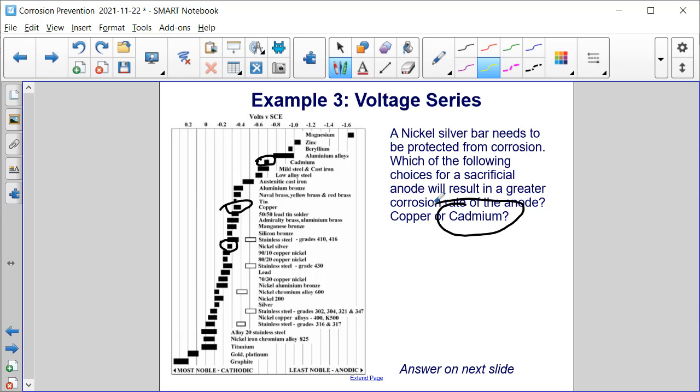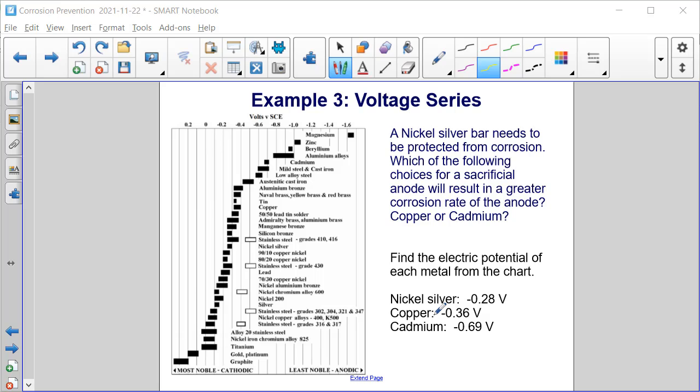So the difference between the cadmium and the nickel silver bar is the greatest, and so the cadmium will corrode at a faster rate. I've extrapolated some data from the chart that we just estimated on the previous slide, just so we can see this even more clearly. The electric potential of the nickel silver bar is minus 0.28 volts, as read from the middle of the bar. The copper is minus 0.36, and the cadmium is minus 0.69 volts.